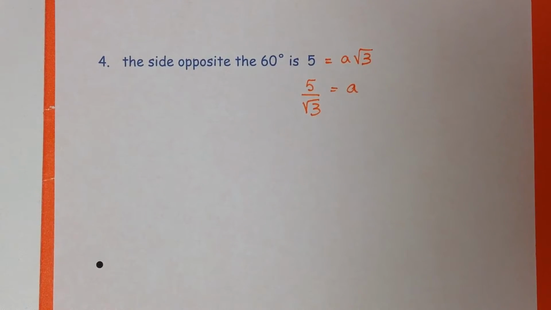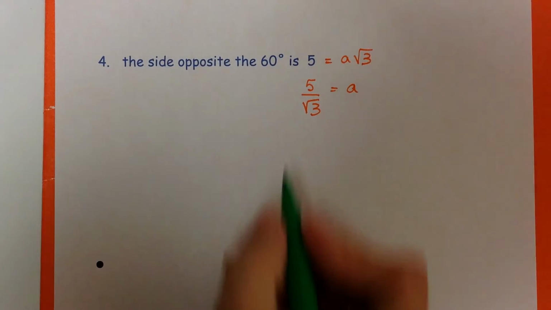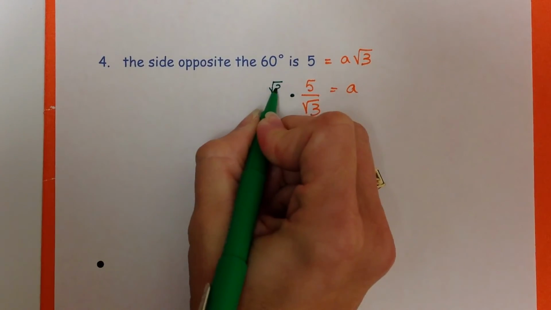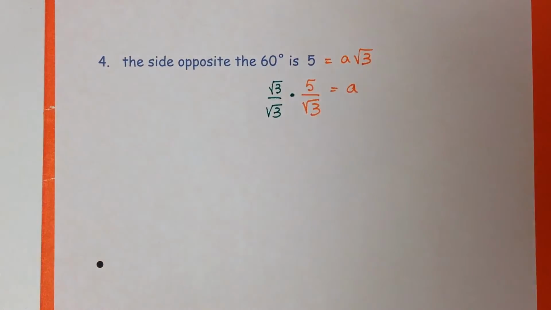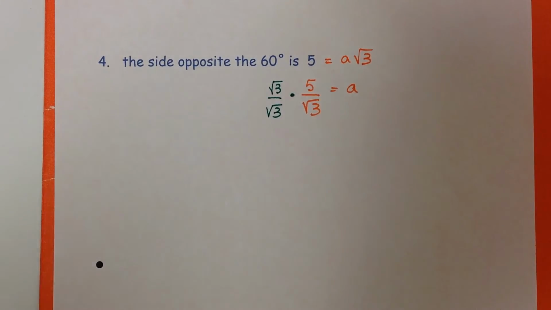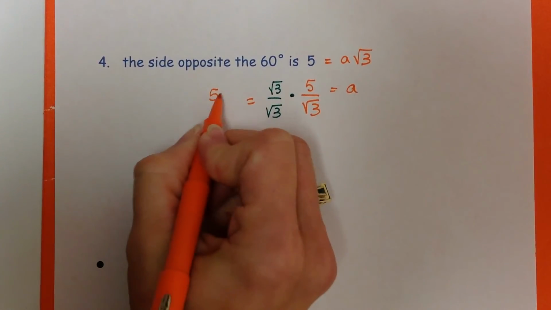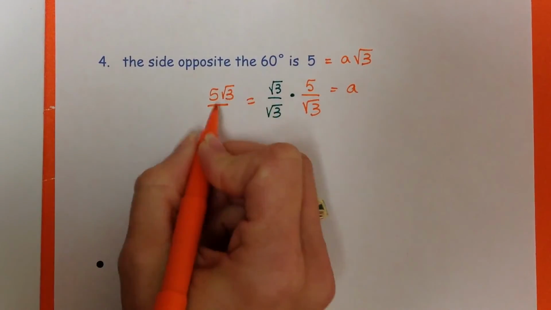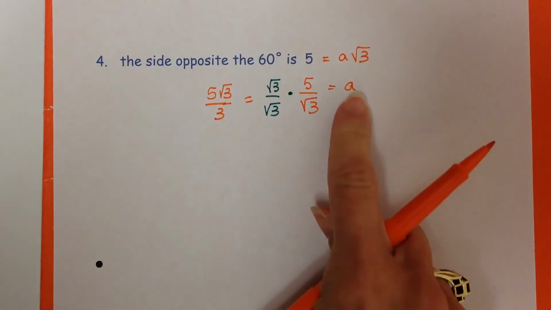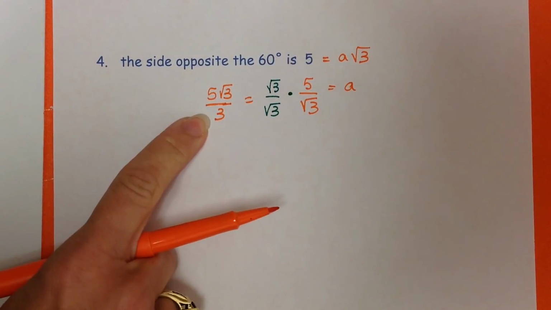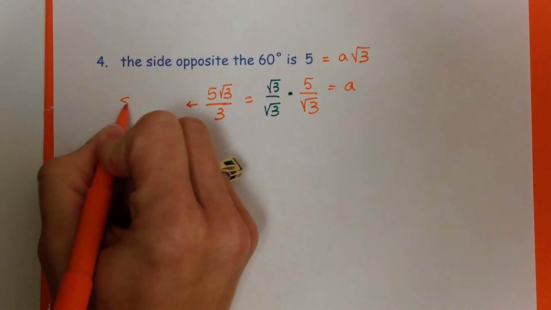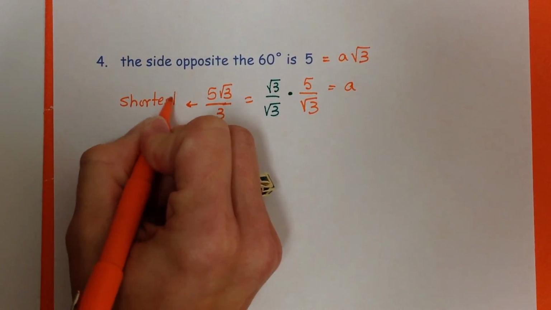Okay, but now we've ended up with the square root in the denominator. Now, if you remember from algebra, you learned that you have to rationalize, and there's going to be a lot of things in trig a little bit later that we're not going to bother rationalizing, but I do want you to rationalize these. So I would need to multiply my numerator and my denominator by square root 3. So when I multiply my numerators, that would give me 5 square root 3. And square root 3 times square root 3 is just 3. So my value of A is 5 square root 3 over 3. So this is my shortest side, because A is always the shortest side.